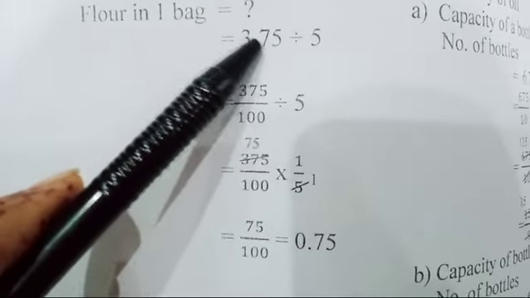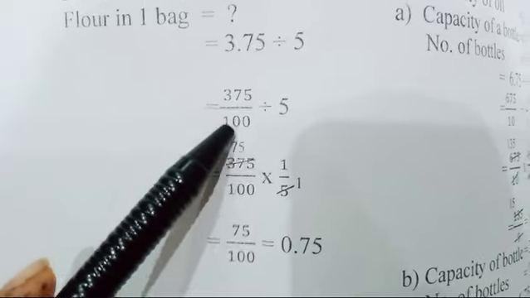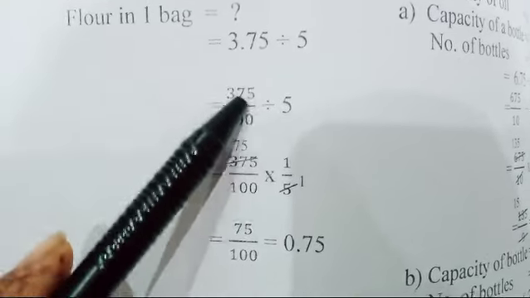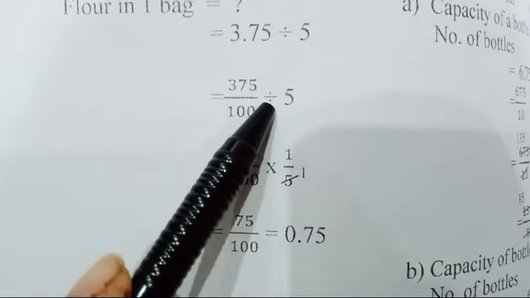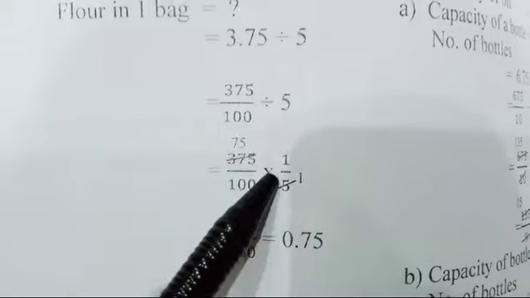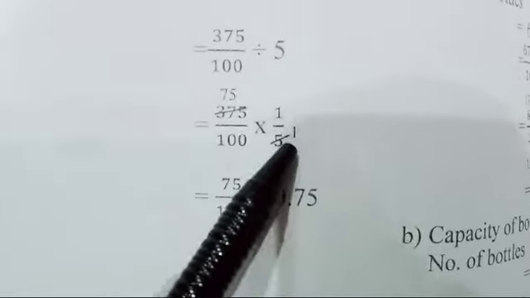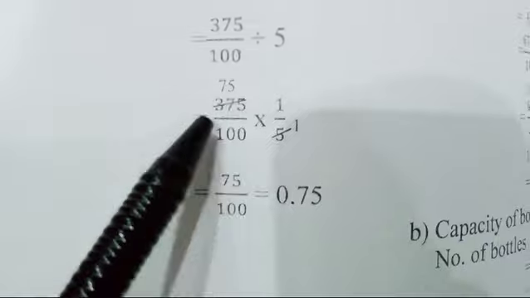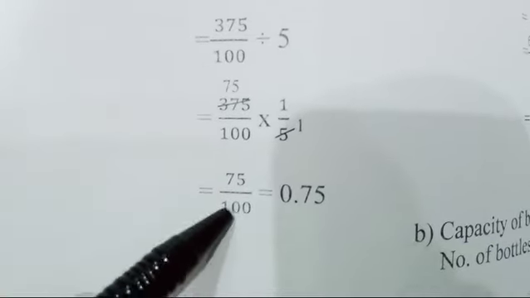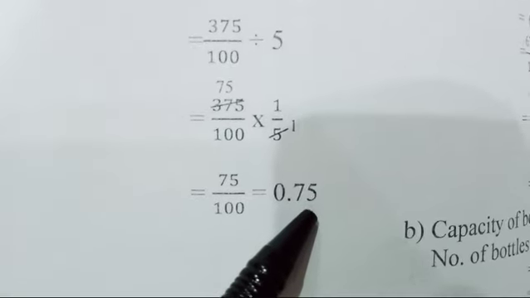Remove the decimal point, place 1 and 2 zeros in its place, it becomes 375 over 100 divided by 5. Now the next step is to convert the sign. It will become multiply and take its reciprocal, it will become 1 over 5. Now the next step is cutting. Cut this, 5 ones are 5 and 5 75s are 375. So the numerator is 75 and the denominator is 100. Now divide these two and we will get 0.75.